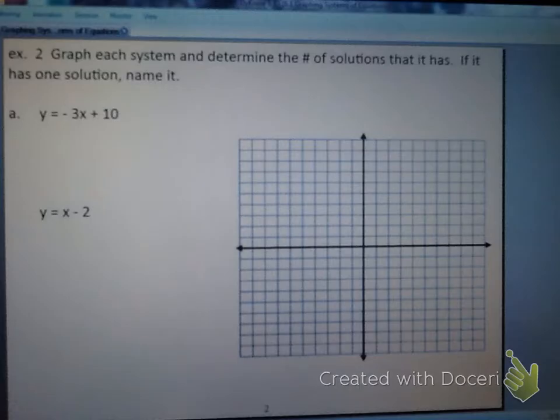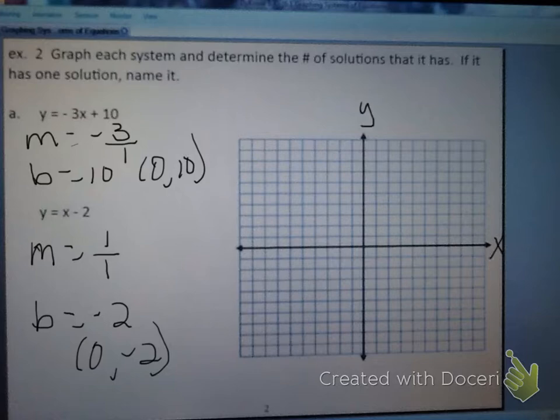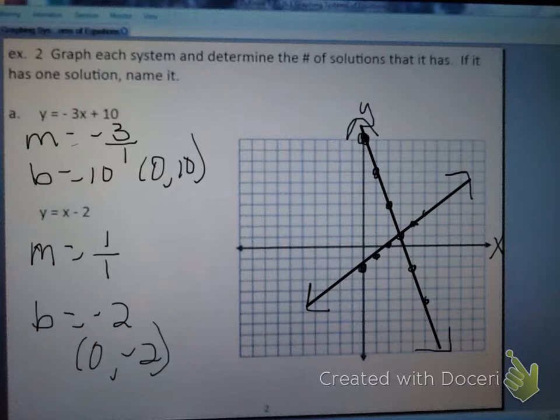Example 2, we're going to graph and determine the number of solutions it has, and if it has one solution, name it. So we're going to graph. The slope is -3/1. My y-intercept is 10, which is the ordered pair 0, 10. The second equation is your slope is 1/1. Your y-intercept is -2, which is 0, -2. So we're going to graph these two equations on the same grid. Okay, where these two lines cross is the ordered pair right here, which is 3, 1. So the answer is 3, 1.